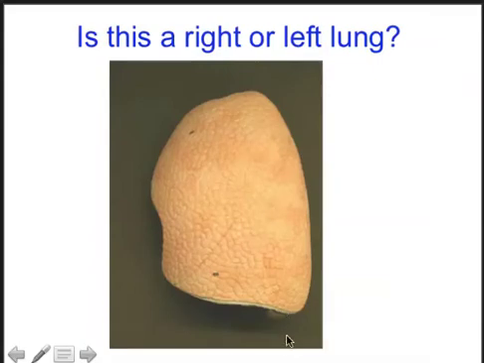Okay, next question: is this a right or a left lung, and how do you know? Well, this is a left lung for a couple of reasons. Number one, it has two lobes. There's the inferior and there's the superior lobe. This is the oblique fissure, which separates the two lobes. And this little indentation here is called the cardiac notch, and it makes room for the heart. So a left lung.